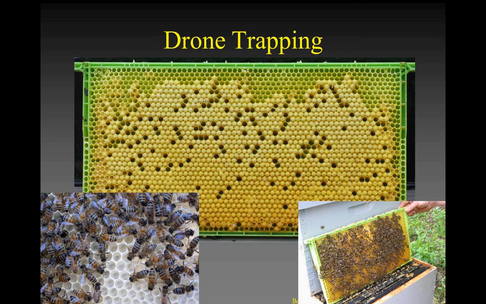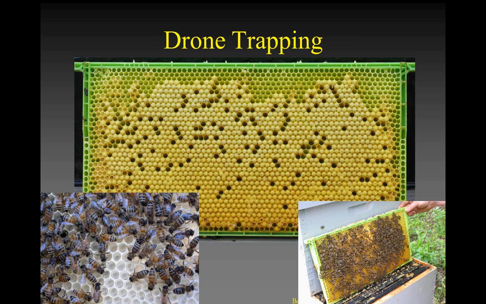You can freeze it for 48 hours, let it thaw back out, put it back into the hive, and the bees will uncap the cells. They'll cannibalize the brood, the drone pupa, recycle that protein, and they'll clean out the cells and discard the dead Varroa which have perished from freezing.